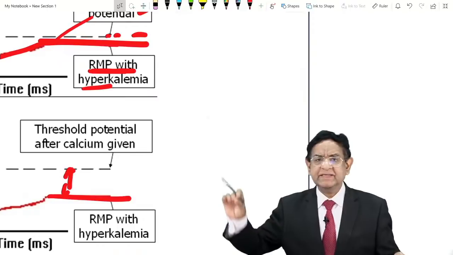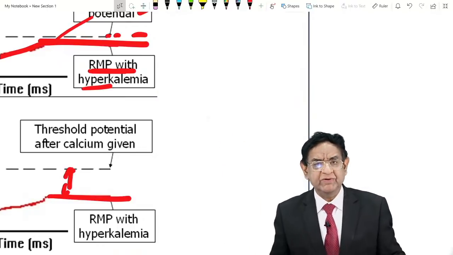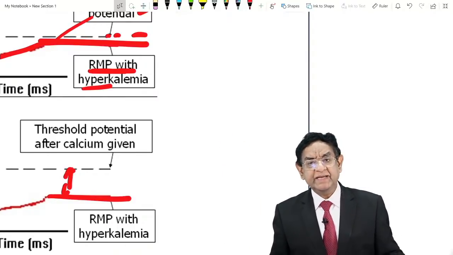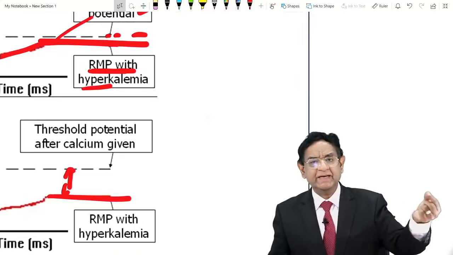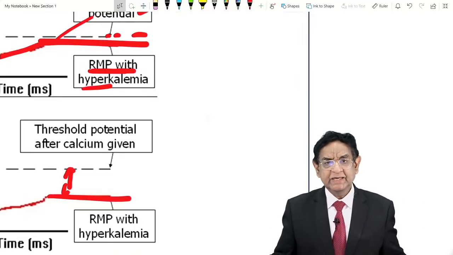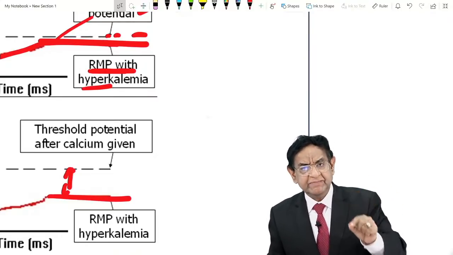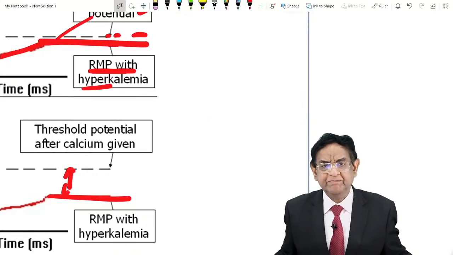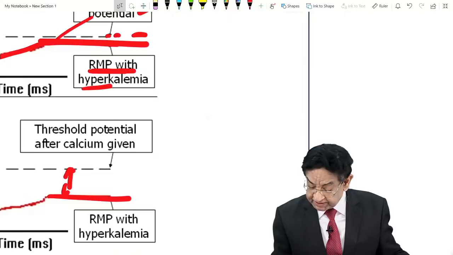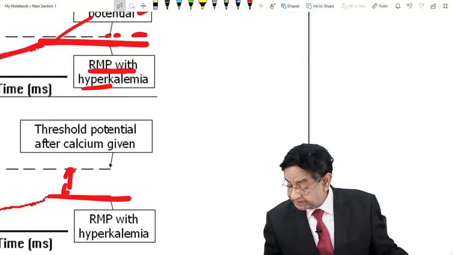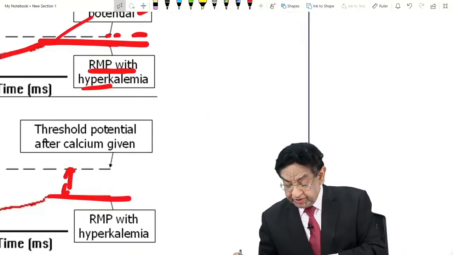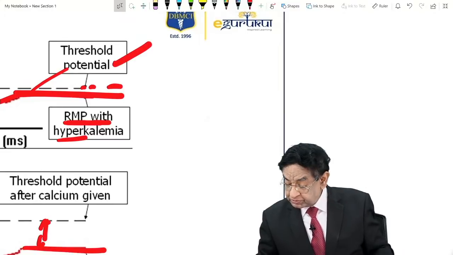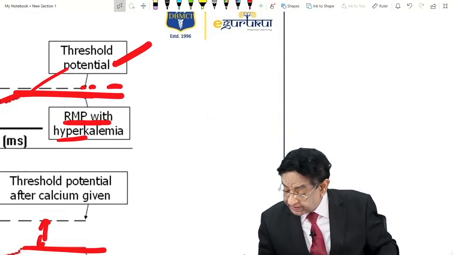Switching off the mains can be done immediately in 1 second only. But the fire brigade will take some time to come. The fire brigade cannot reach in 1 second. For exactly the same reason we give calcium gluconate. We stabilize the cardiac membrane and it prevents arrhythmias. Understood? Now we want to do something so that the potassium level is reduced. For that, what do we do?